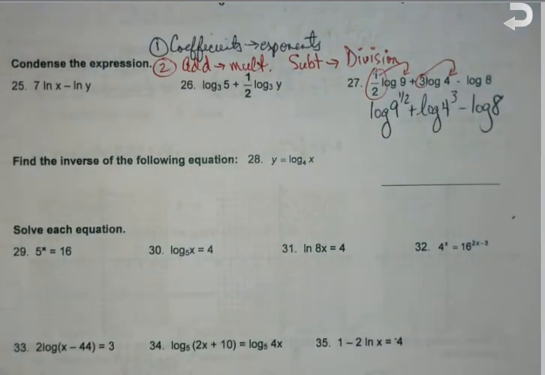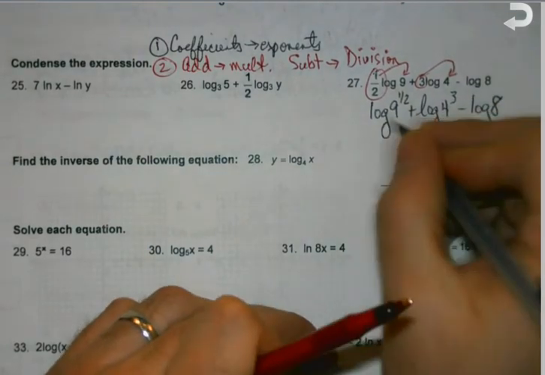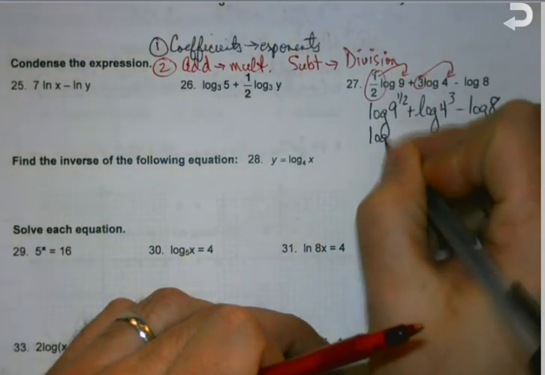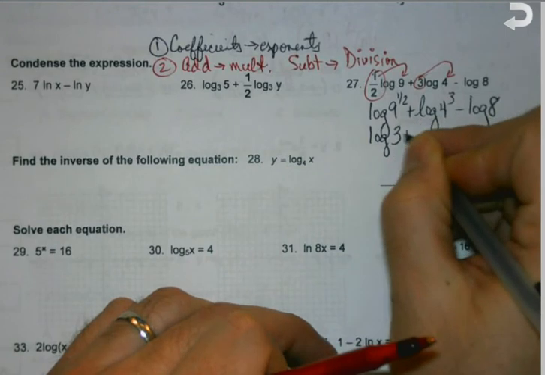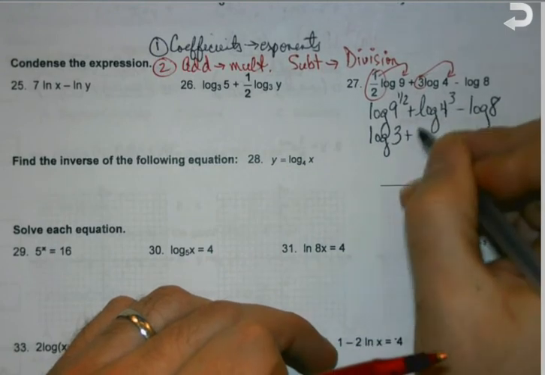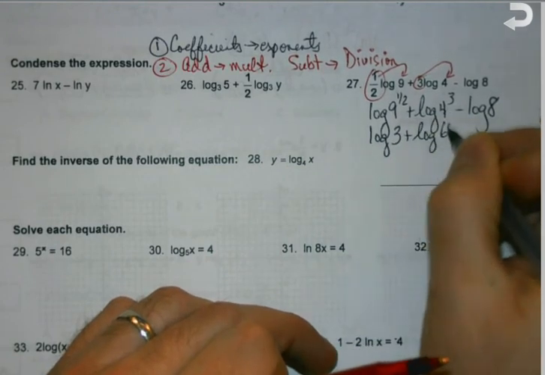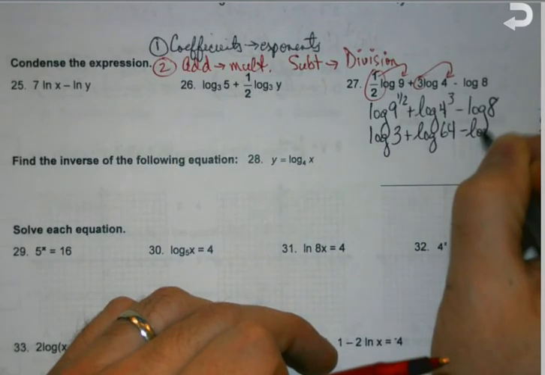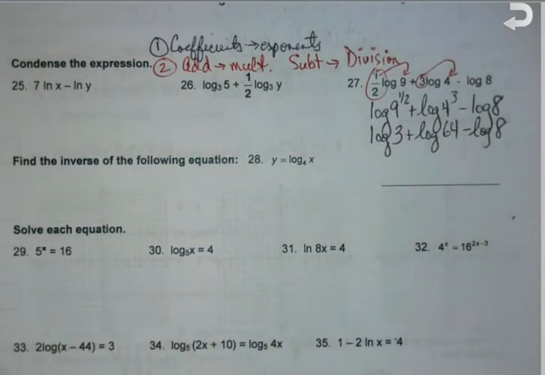At this point, since they're values, not variables, I can actually figure out the values of these things. 9 to the 1/2 is just another way of saying square root of 9. So the square root of 9 is 3. 4 to the 3rd power is 64. And log 8 still doesn't get to do anything.